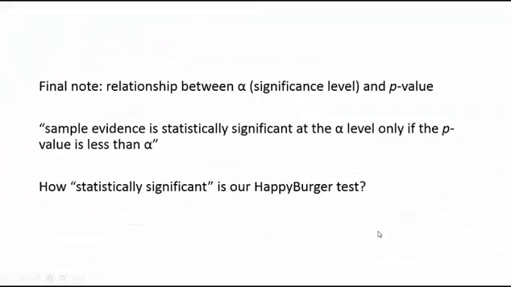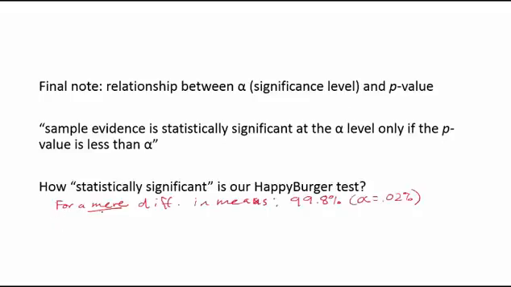And we just answered the question there: how statistically significant is our Happy Burger test? If we're just thinking about the difference, it's highly significant. It's significant at the 99.8% level. We might call that the mere difference in means test. And we've got 93% for an alpha equals 7%. So that's significant at the 10% significance level. We could say the 7%, but we generally use those 3 thresholds: 1, 5, and 10%. So this is significant at the 10% level.